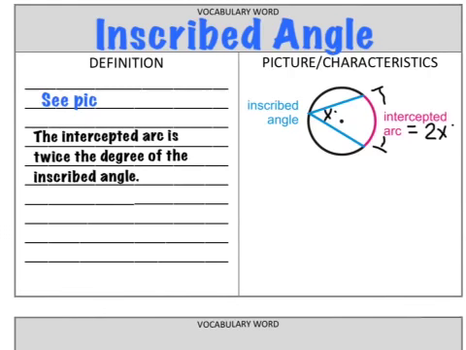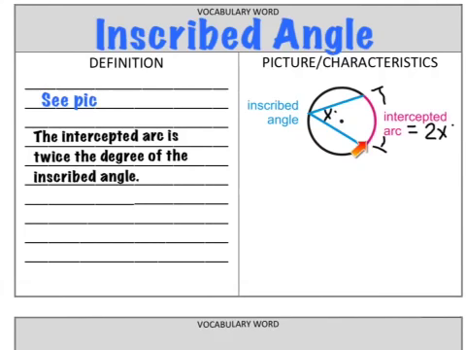Okay, vocab word for today, inscribed angle. You've heard me use the word inscribed before when we talk about one shape inside another shape. Well, now we're talking about an inscribed angle. An inscribed angle is an angle that meets up with the side of the circle. So the vertex is on the edge of the circle. So this angle right here is called our inscribed angle. And it forms an arc that's twice the degree as the angle itself. So if this were 50, this would be 100.